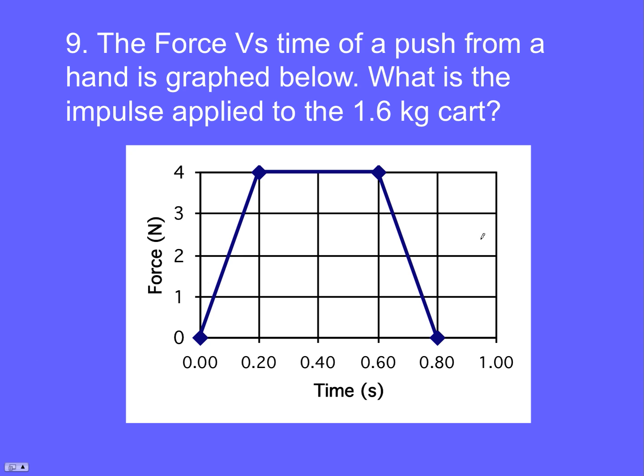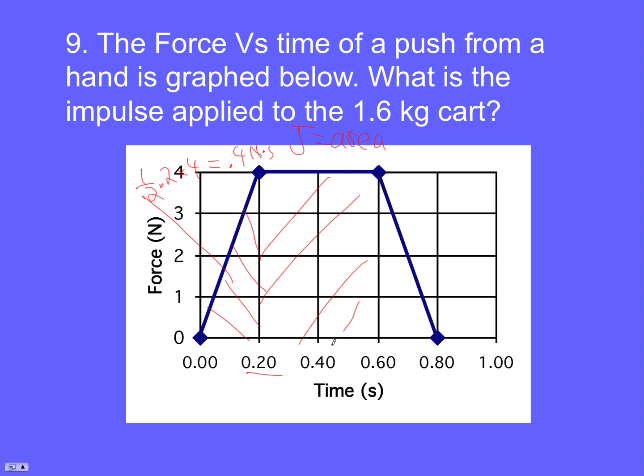And now I'm going to show you here. Okay, we're back. One way to do it is the impulse is the area, so you break it up into 3 sections. I have a triangle here, and the area would be 1/2 the base, which is 0.2, times the height, which is 4. So I get 0.4. So 0.4 Newton seconds of impulse applied for this part.